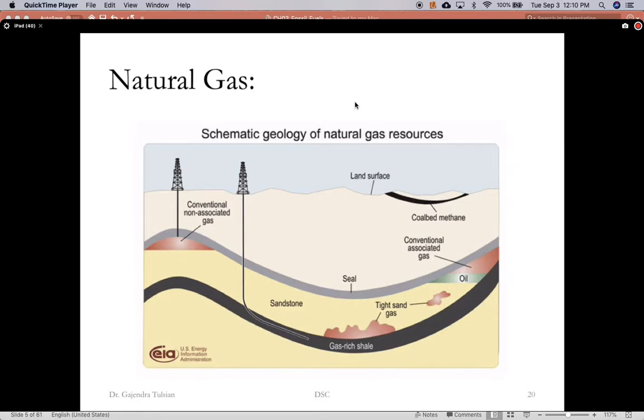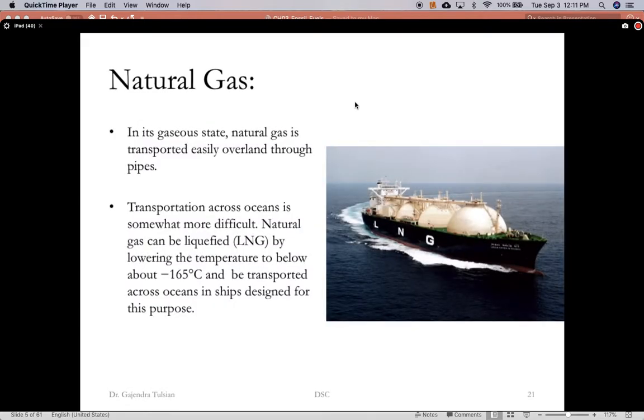All right, so here's where you will find natural gas. You will find natural gas in deposits of oil. So here's gas associated with oil deposits, or you can find natural gas by itself. And here's gas-rich shale rock, and also some coal beds and coal mines have methane in them. Those are the various locations where you find natural gas.